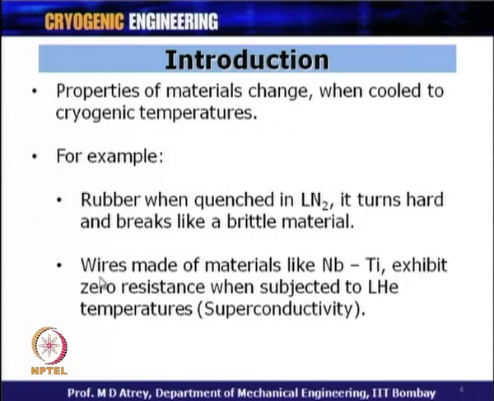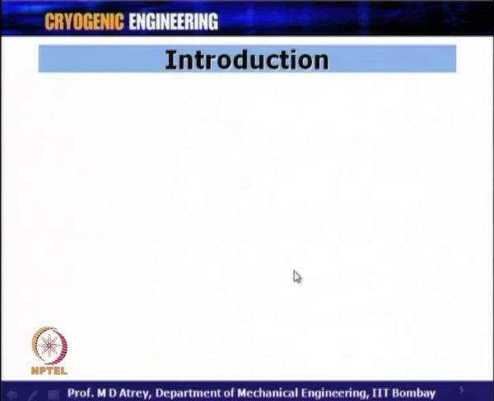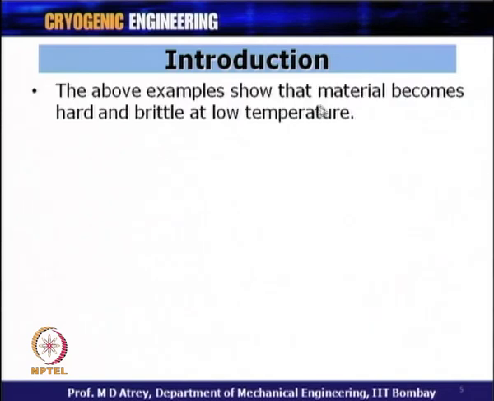We can also see in another experiment, which we have not done yet, that wires made of material like niobium titanium exhibit zero resistance when subjected to liquid helium temperature. That means this wire becomes a superconducting wire. It shows R equal to 0, I squared R equal to 0, that is, no Joule heating. These are very important changes that happen in these materials.